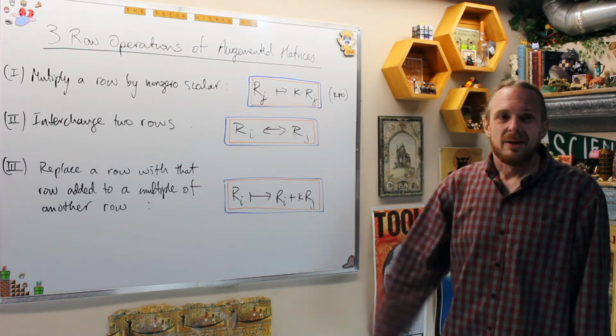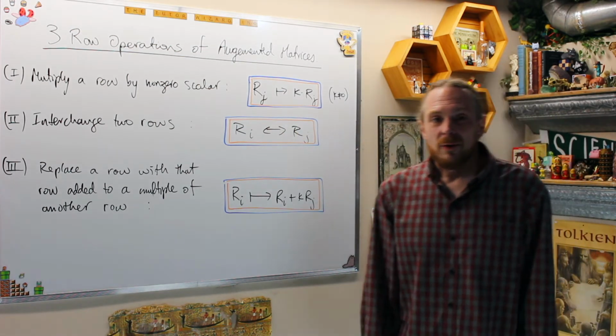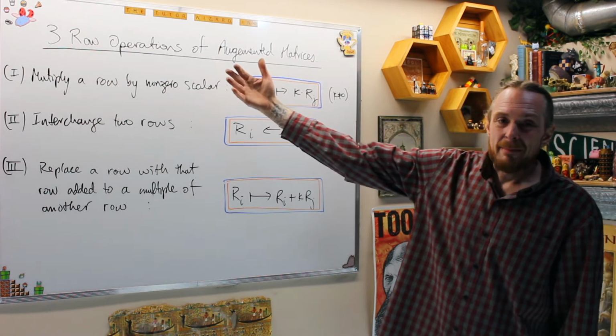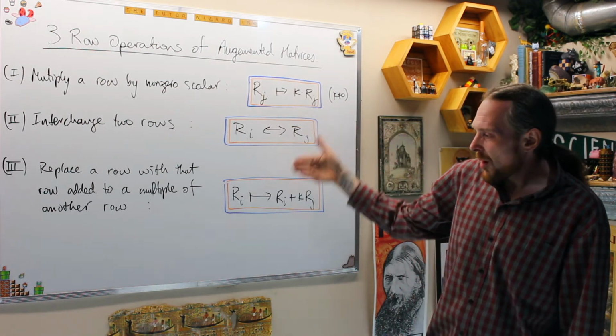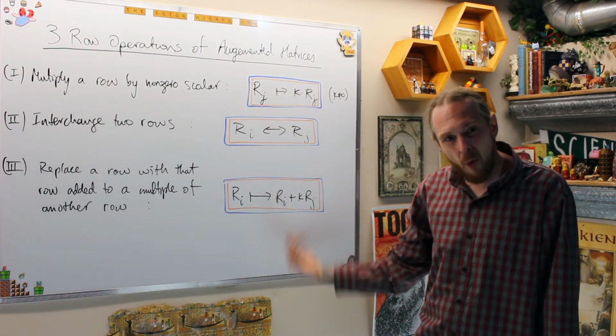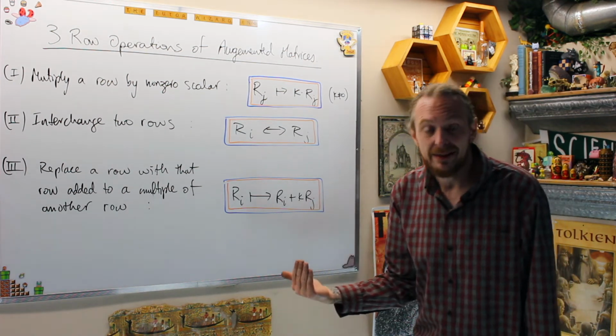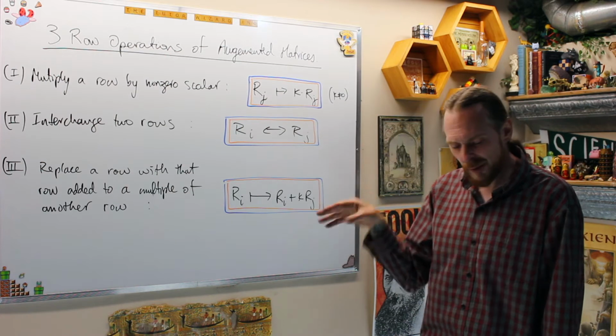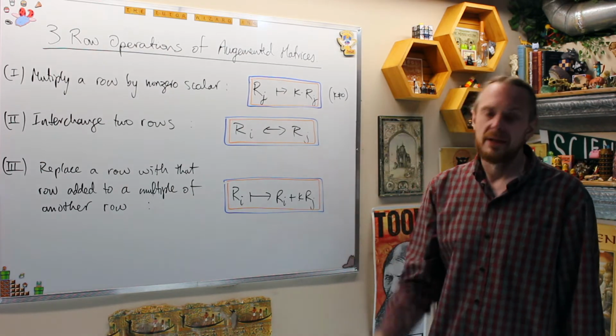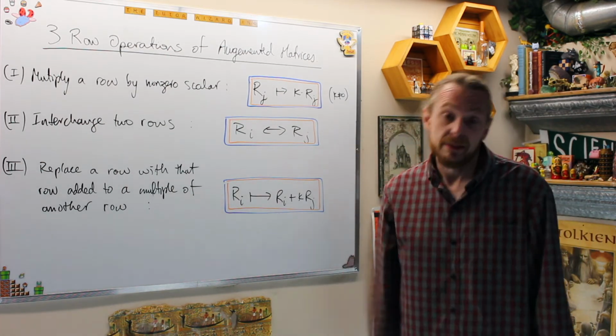Once we have this, we're going to call the systematic method of augmenting a matrix and using these three row operations to put it into a specific form so that we can find the solution Gaussian elimination. And then if we get all the way to RREF, we add Jordan, which will be called Gauss-Jordan elimination.